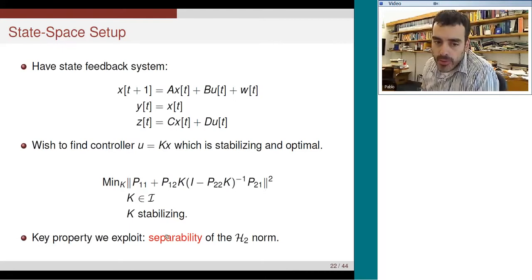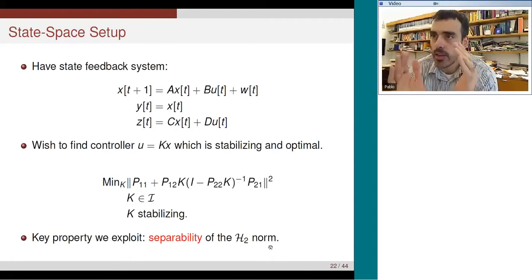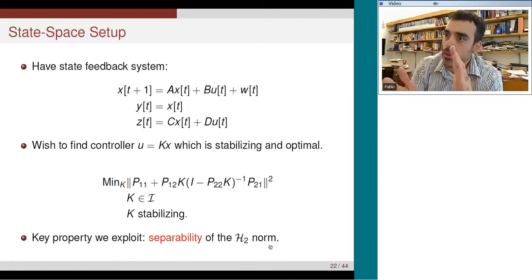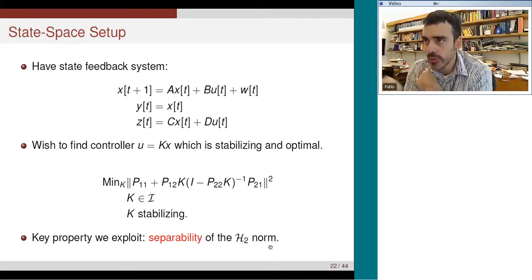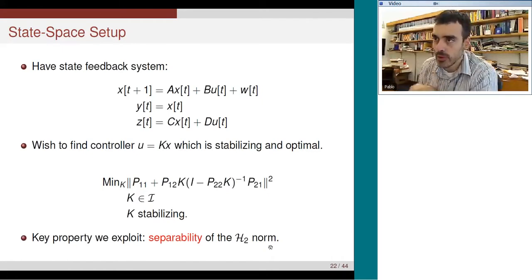But also because there's a very important property that we're exploiting of the H2 norm. So think about the Frobenius norm. When you have a constant matrix and you want to compute its Frobenius norm, it's just the square root of the sum of the squares of the components. I can compute it column by column: the Frobenius norm of the first column, the second column, all the way to the end. And then I can write the Frobenius norm of the whole expression as the square root of the sum of the individual norms squared.